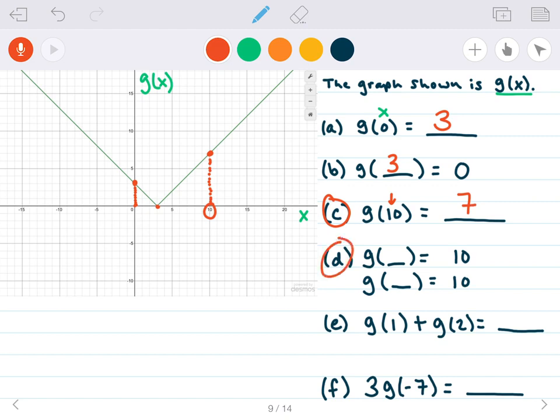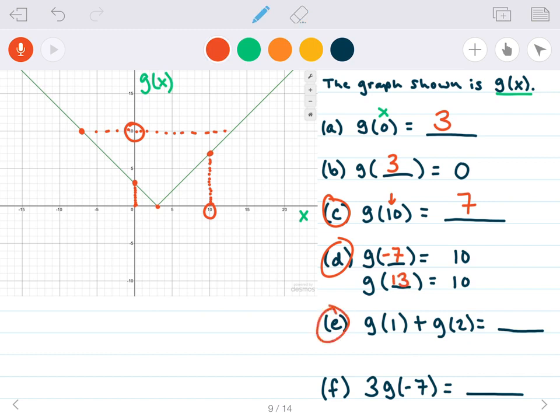Okay, part D, g of what equals 10? There's 2 of them. So which input values have an output value of 10? So we want to look at the output axis, which is vertical, and then see where it hits the thing horizontally. And it hits it right here, and it hits it right here. So this first one is -6, -7. So we have g of -7 equals 10. And we also have, let's see, that looks like g of 13. g of 13 also equals 10.